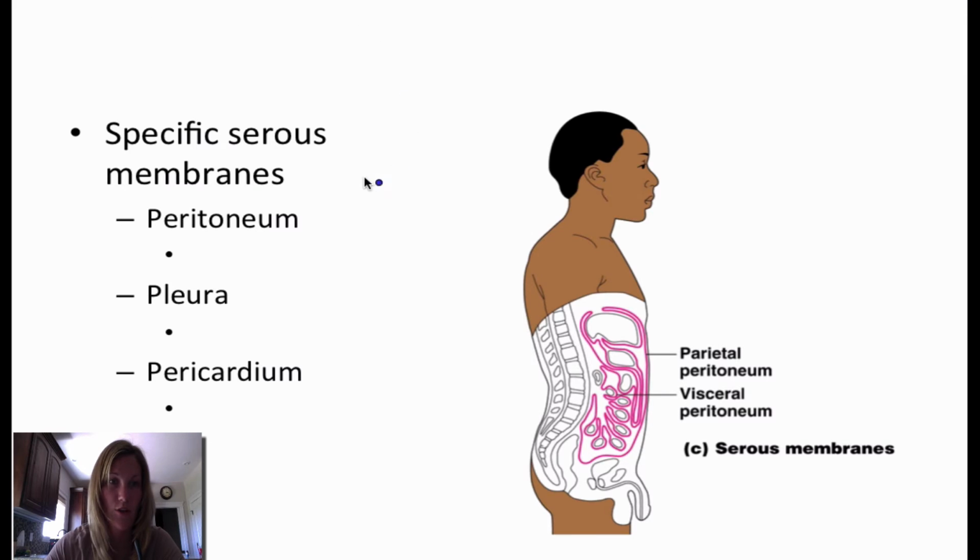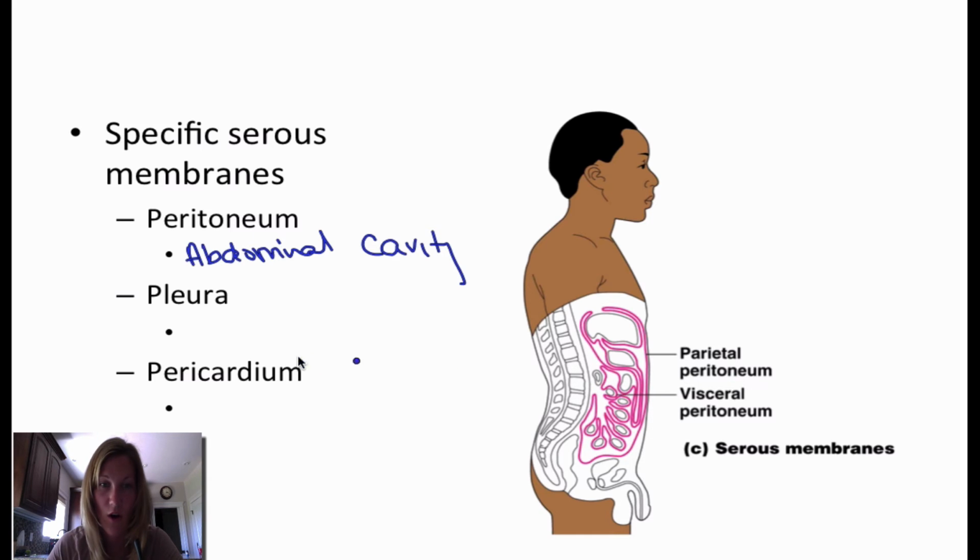Okay, so there are some specific locations of this type of membrane. The peritoneum makes up the abdominal cavity. Okay, so next up, the pleura makes up the area around the lungs. And then the pericardium is the area around the heart.